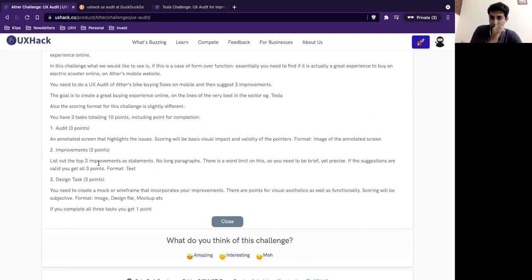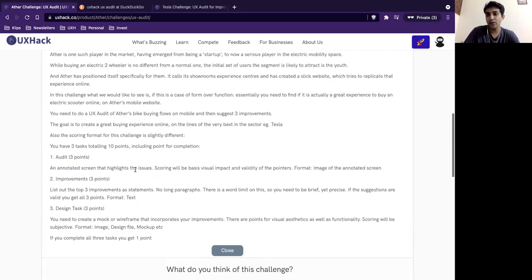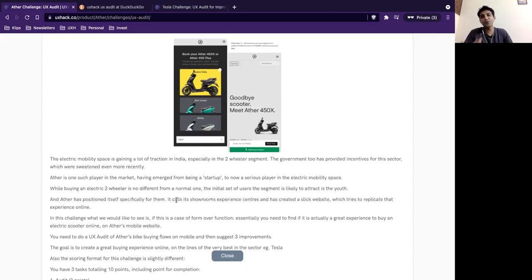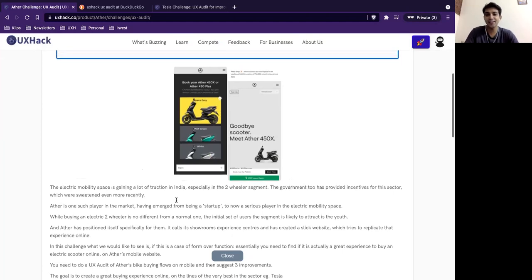Yeah, this we are very strict on. There's a word limit on this. I don't know what the word limit exactly is, but yeah, we want text-based output, just three improvements. And these have to be like pointers in terms of what those improvements are, basis your audit, right? So what we are trying to audit is Aether's booking flow on mobile, right? I don't want to bias you on how you start a journey, etc. But yeah, I guess there's a hint there.